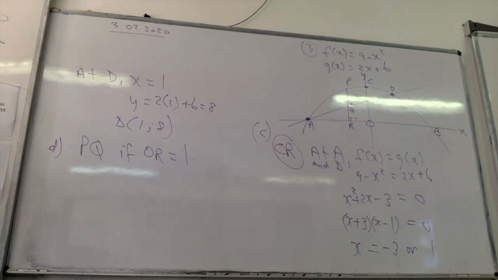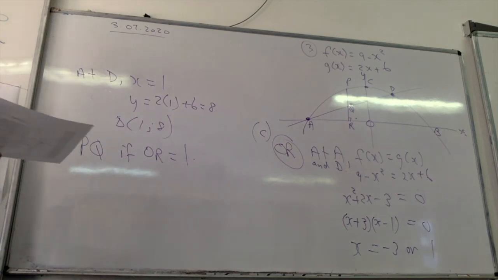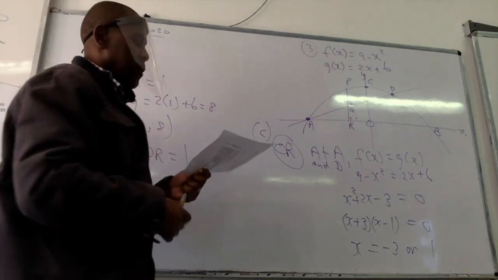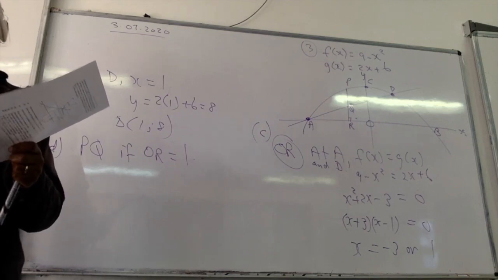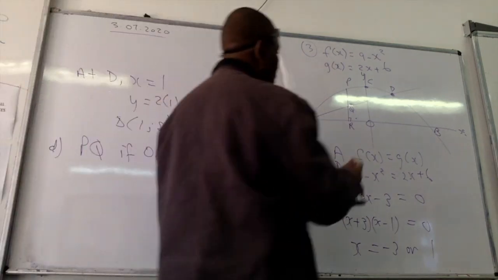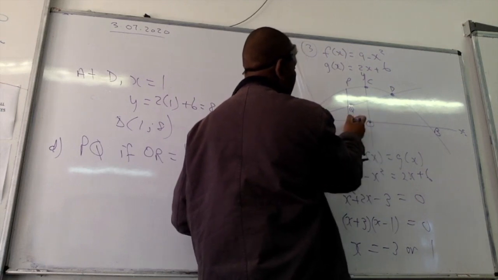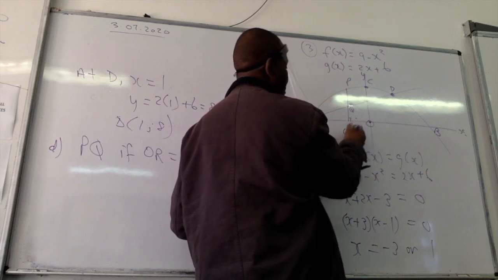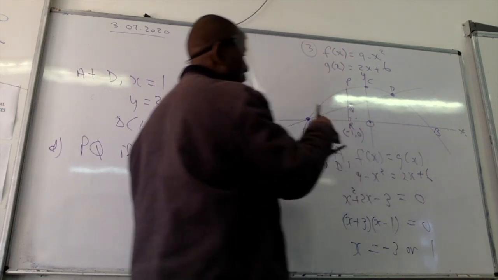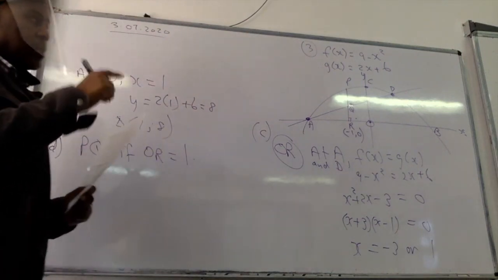Can I say how I solved it? Yeah, just one little thing at a time. Since the length of OR is 1 unit, that means that R is at (-1; 0). That is correct. They are giving us the length OR, which is just a clever way of telling us what the coordinates of R are. It is 1 unit from the origin, so clearly we are moving to the left. It means the coordinates of R should be (-1; 0).